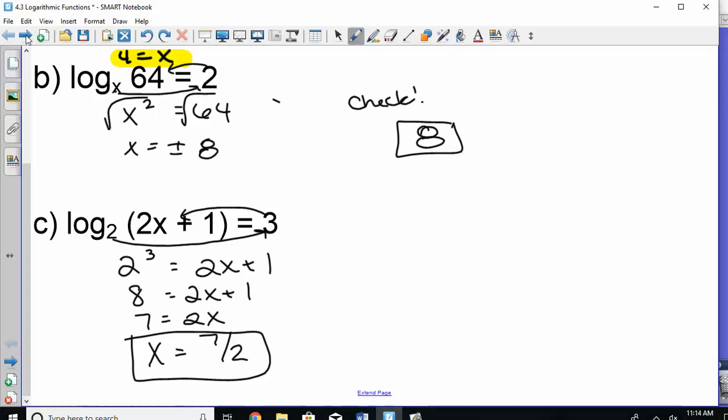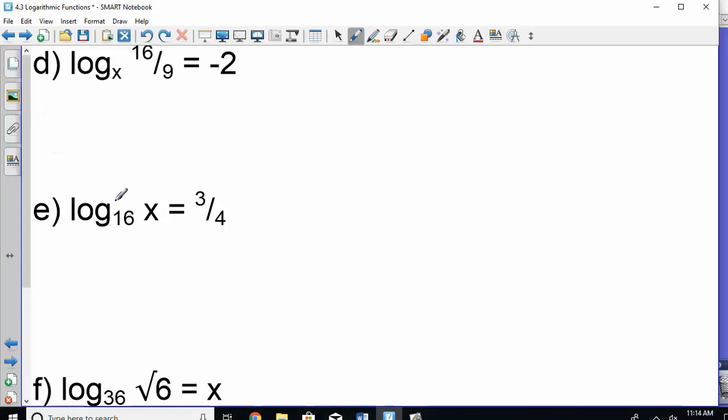I'm going to give you guys some. This may be a little trickier, but I think you can get them. Try them. Okay. How would I set up the first one?